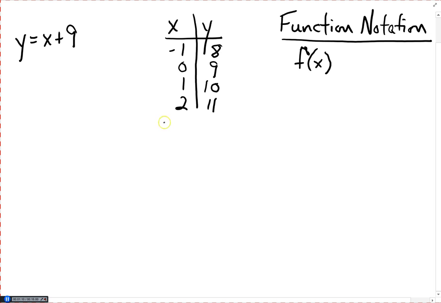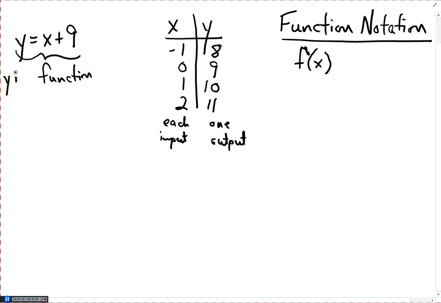And so I can see that each of my inputs, each input maps to exactly one output. And so I know that this is a function. And in fact, sometimes we would say y is a function of x, which is just another way of saying y depends on x, or the value of y depends on what the value of x is.